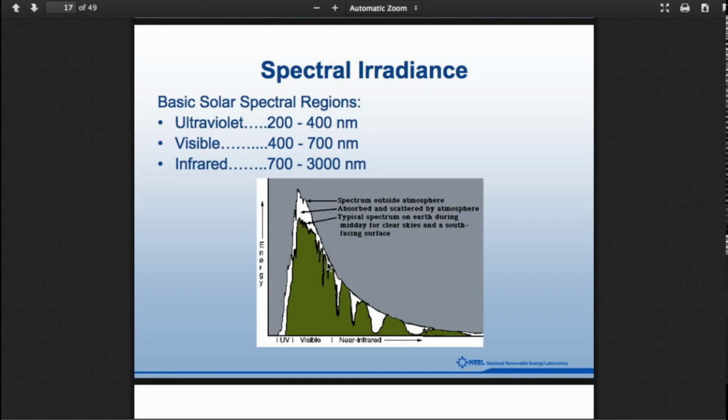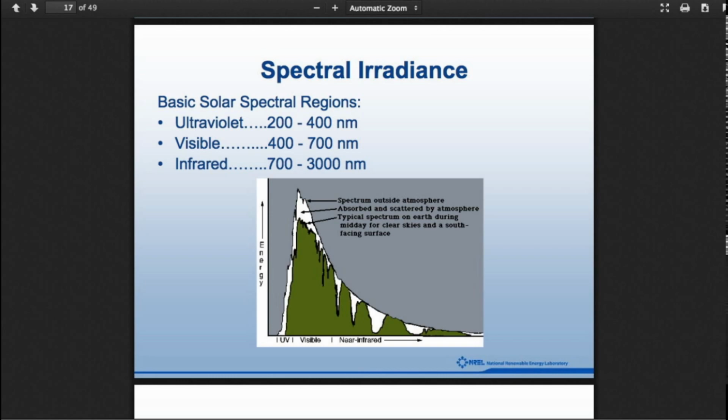Large chunk of what the sun puts out is this near infrared. Actually, it's 55% of the sun's total intensity, 700 to 3000 nanometers. The visible light is only 35%, and it's 400 to 700 nanometers. Ultraviolet is about 10%, and here it's written up as 200 to 400 nanometers, but it's not true. It's actually 10 to 400 nanometers.